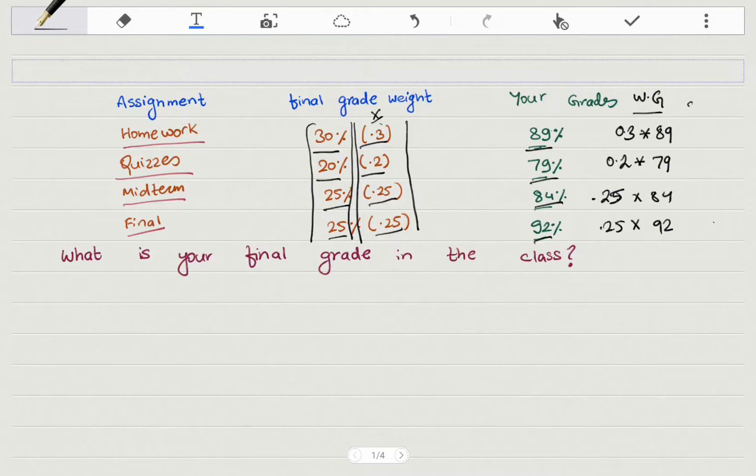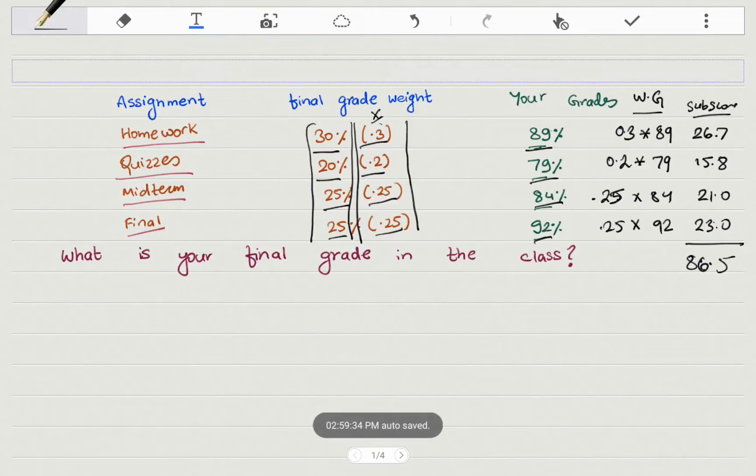Let's call this some sort of sub-score, if you will. This is really what the value is. 0.3 times 89 comes out to be 26.7. 0.2 times 79 comes out to be 15.8. 0.25 times 84 comes out to be 21. 0.25 times 92 comes out to be 23.0. You add this all up, you get 86.5, a solid B, right? So this is how you did it.